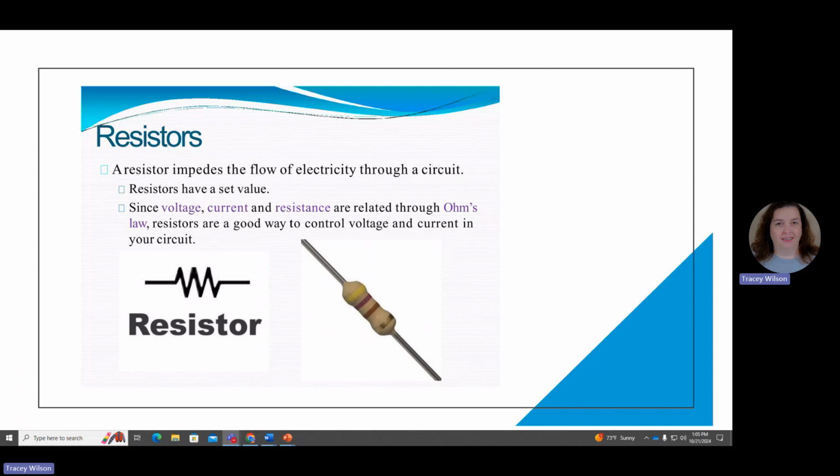So resistors, we've already talked a little bit about them. If you read and watched the videos, they talk about them. Resistors are a good way to control voltage and current because you can artificially or physically change how much resistance they are based on which resistor you pick. It impedes the flow. It keeps everything constant and consistent.